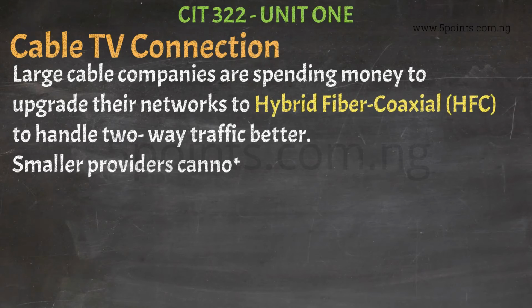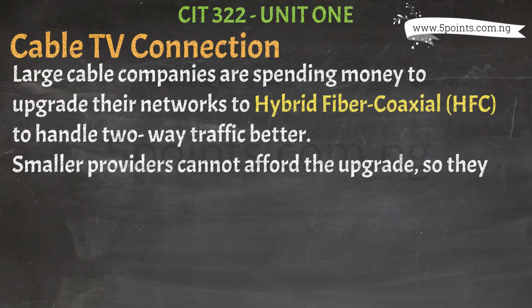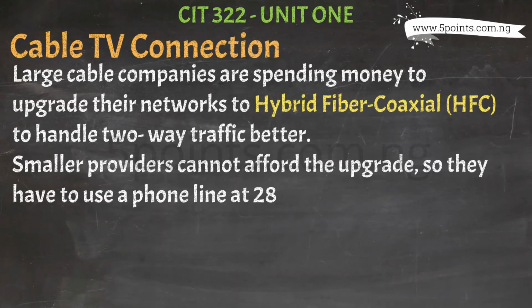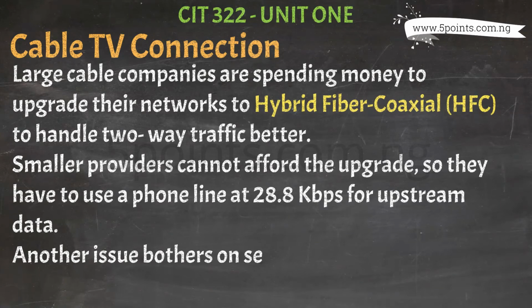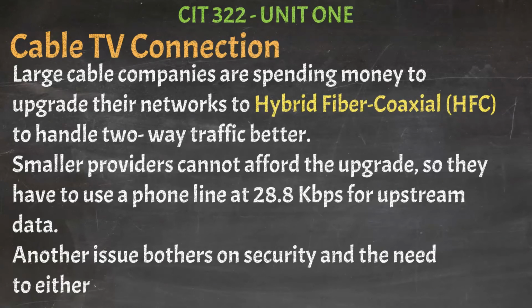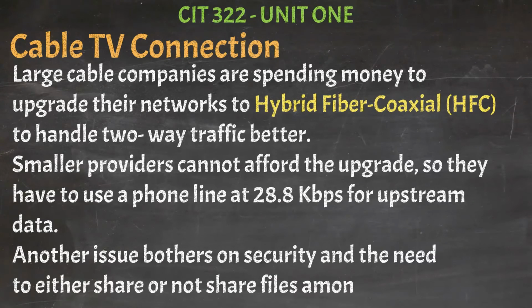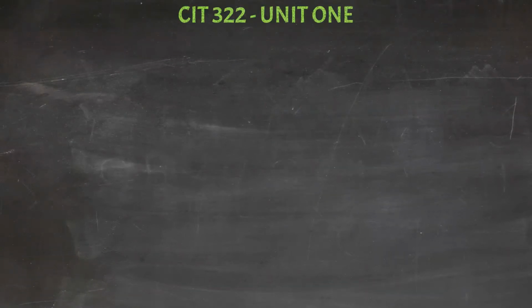Smaller providers cannot afford the upgrade, so they have to use a phone line at 28.8 kilobits per second for upstream data. Another issue borders on security, and the need to either share or not share files amongst users.